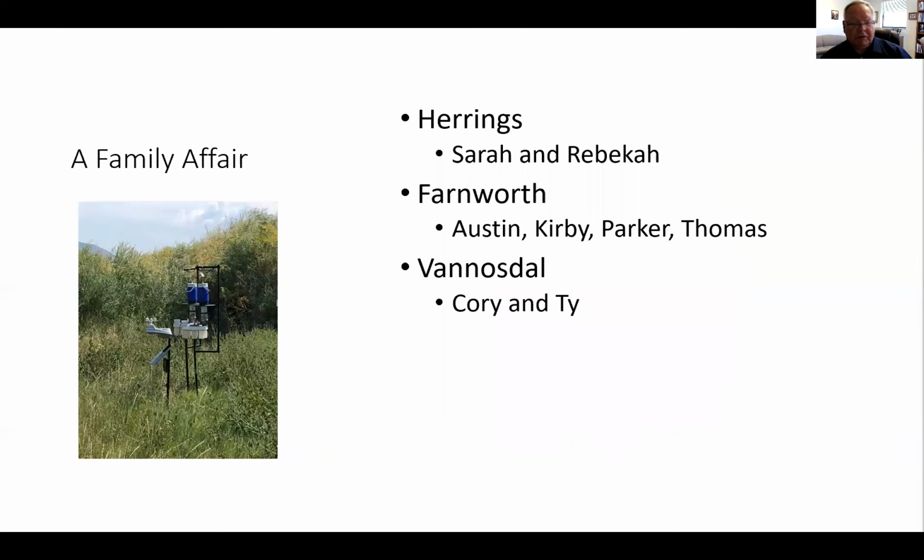This is truly a family affair. You have the Herrings, Sarah and Rebecca, the Farnsworths, Austin, Kirby, Parker, and Thomas, Thomas not being a brother, but a brother-in-law. And then Corey and Ty are brothers as they work together.